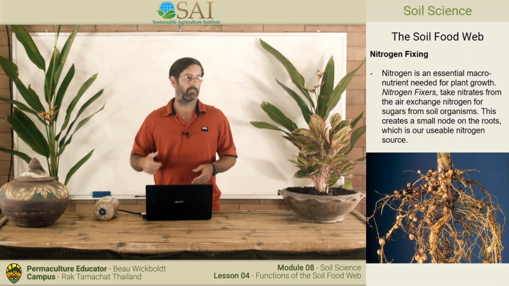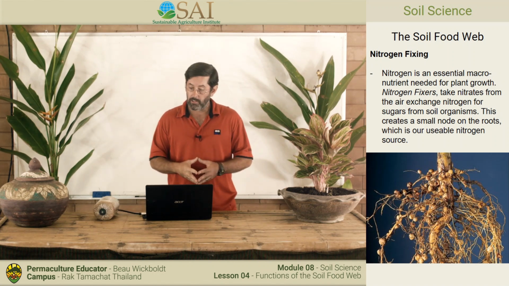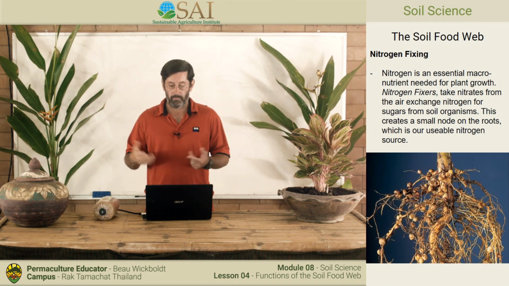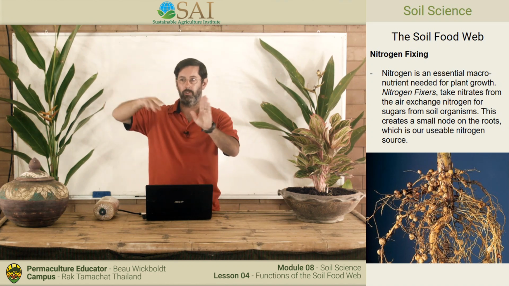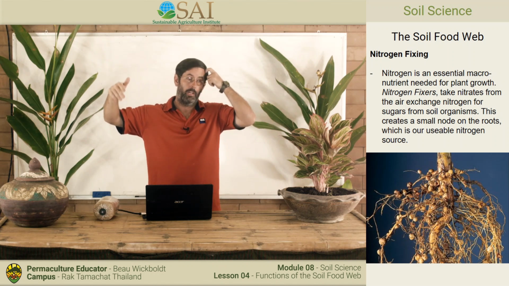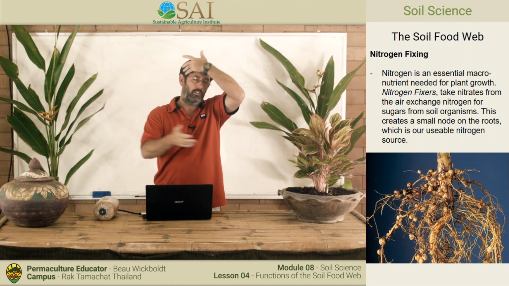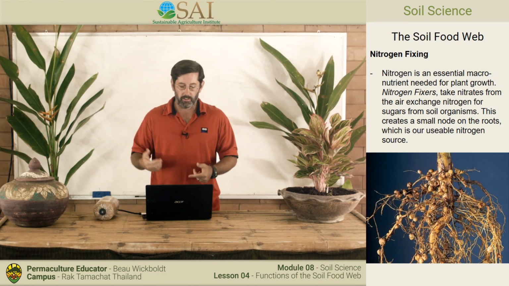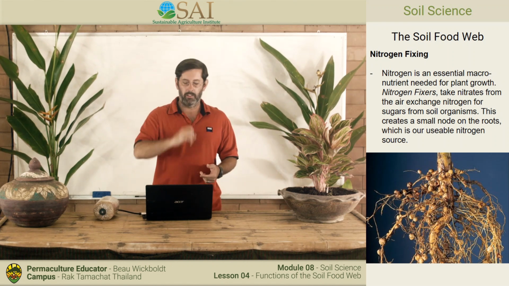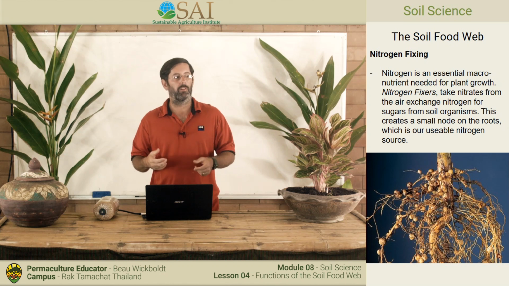So nitrogen is size. Nitrogen fixers take nitrates from the air through an exchange of nitrogen for sugars from soil organisms. So that's the photosynthesis creating the sugars, and they're fixing the nitrogen to exchange it with the bacteria for the minerals. This creates a small node on the roots, the little white nodules, which is our usable nitrogen source.